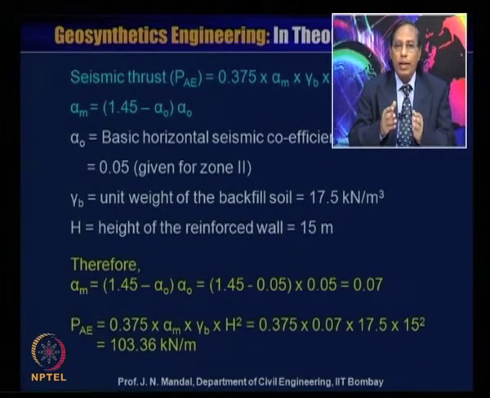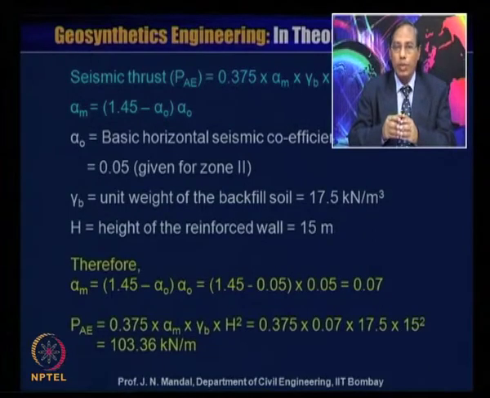Let us say for zone 2, the basic horizontal seismic coefficient is 0.05, gamma b, the unit weight of the backfill soil, is 17.5 kilonewton per meter cube, and h is the height of the reinforced wall, that is 15 meter. From the equation, alpha m is equal to (1.45 minus alpha 0) into alpha 0, and we know from the zone that alpha 0 is equal to 0.05. Substituting this value, 1.45 minus 0.05 into 0.05 is equal to 0.07.